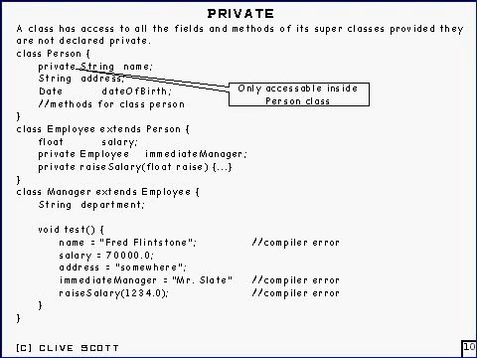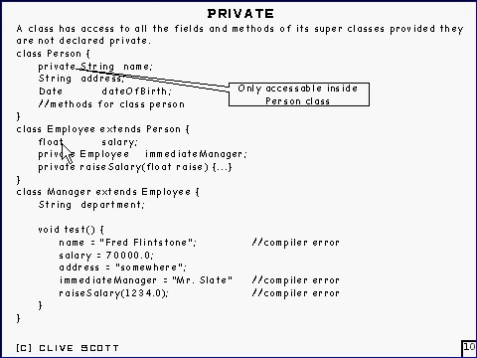Right, here's where we come to discuss what private means. Basically, any class can access any fields and methods of its superclass, that's any of its superclasses, right up the tree, so long as they are not declared as private. At least they can in theory.